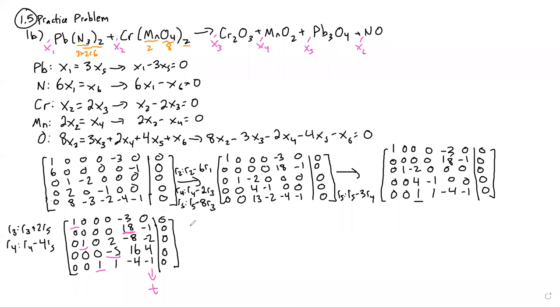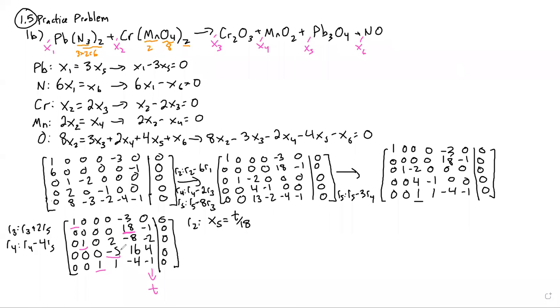So that second equation, if I have a look at it, it does basically say that 18x5 is equal to x6. So if I rearrange that and throw the t in, I get x5 is t over 18.